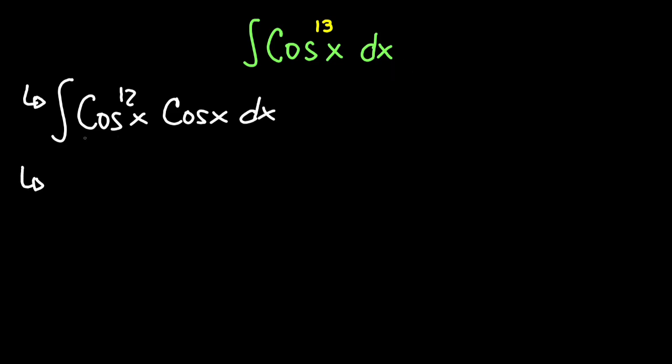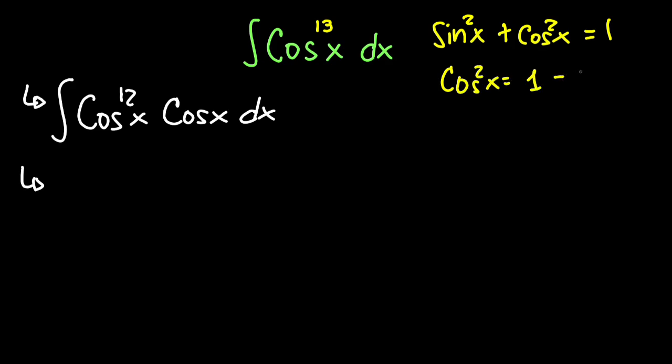And the next step would be to transform the remaining terms into their trigonometric identities. Know that sine squared of x plus cosine squared of x is equal to 1. Since what we have here is cosine, transpose sine squared of x to the other side, which makes this cosine squared of x be equal to 1 minus sine squared of x.